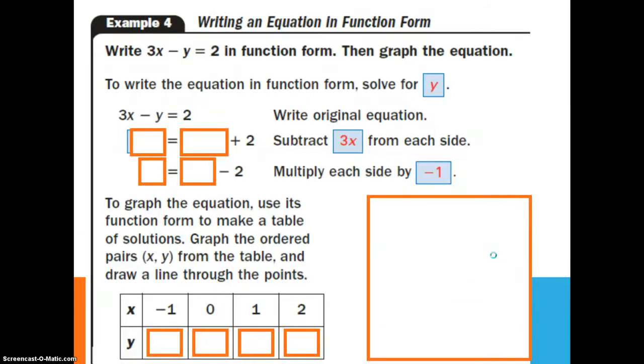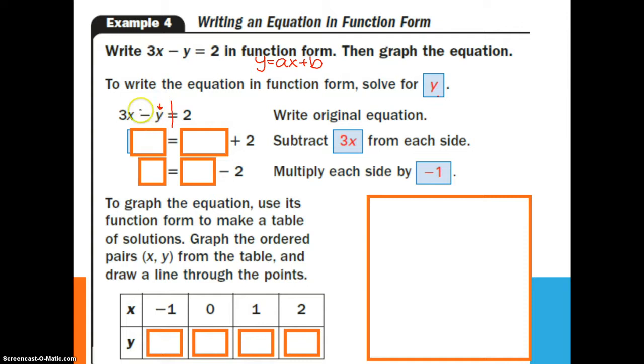In example 4, we're going to write an equation in function form. That means we're going to get it so that it's y equals ax plus b. We're going to solve for y. So, two sides to the equation.